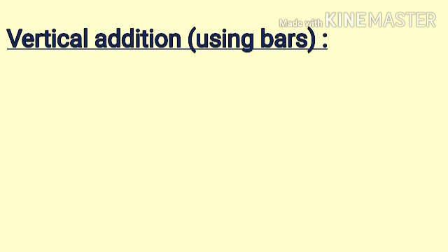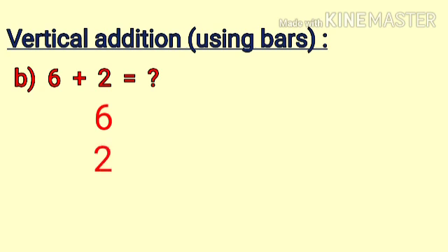Let us take one more example. 6 plus 2. Here also we should write these two numbers one below the other. That means first we should write 6, then we should write 2 below the 6. Next, we should write plus symbol to represent this addition.